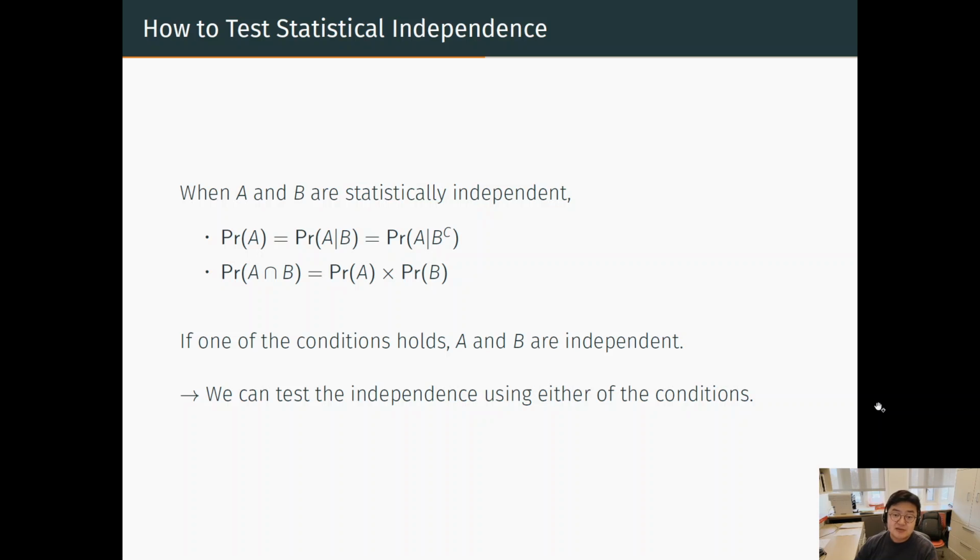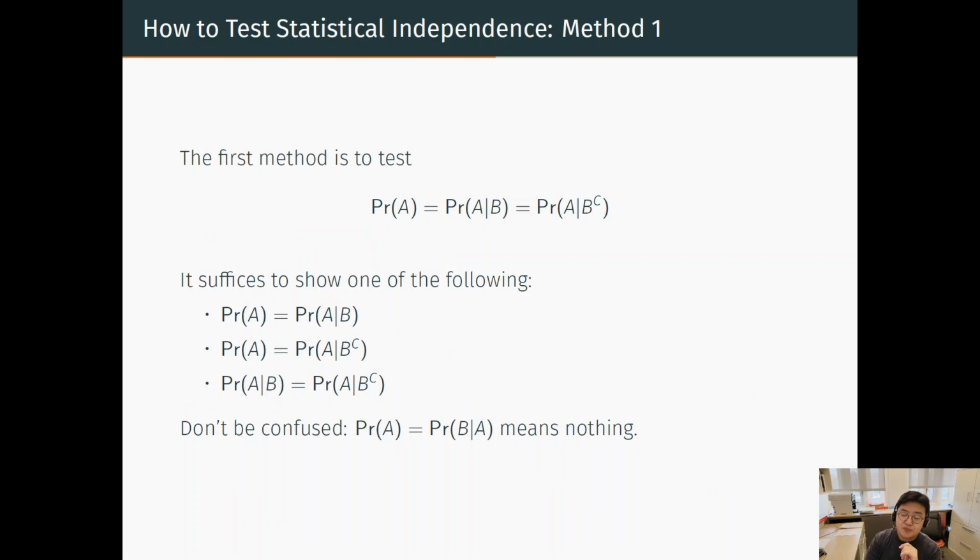Okay, that is how we verify statistical independence. So now back to the tuition and salary example, we are going to test their independence using the first method. The first method is based on this property. This should be true if they are independent. If this equality fails, that means they are not independent. But as I said, you don't need to show all three at the same time. If you can show that any two of them are the same, then automatically the other follows, so you just need to show one of these two.